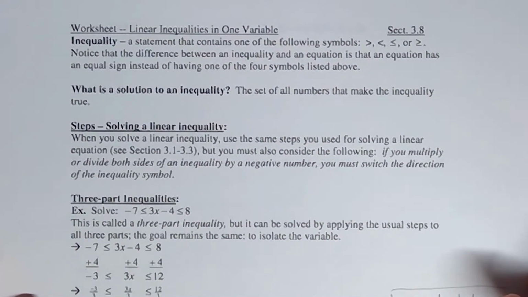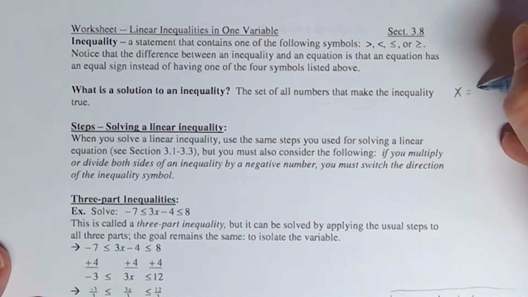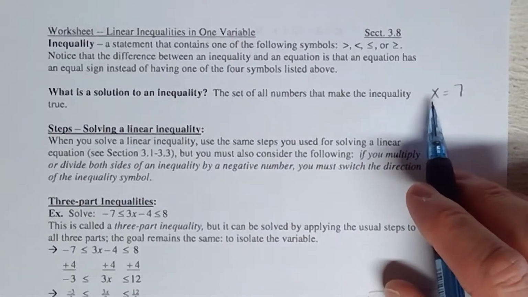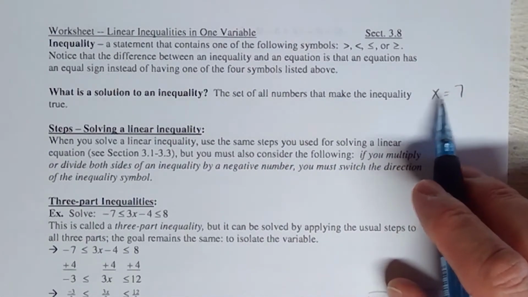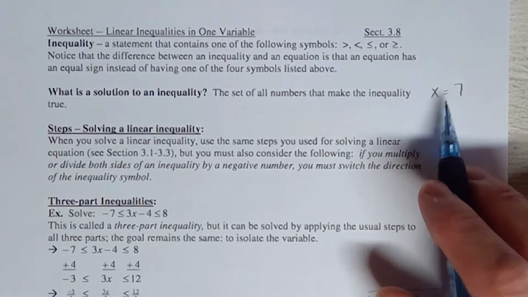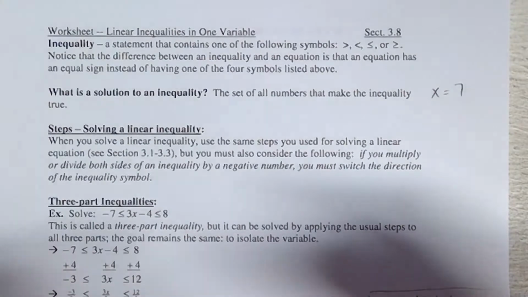One of the reasons why that's true is because when you have an equation, if you end up with this answer here, there's only one answer here. If you plug 7 into the variable, it makes the equation true. So it's obvious that x is equal to 7, that 7 is the solution.